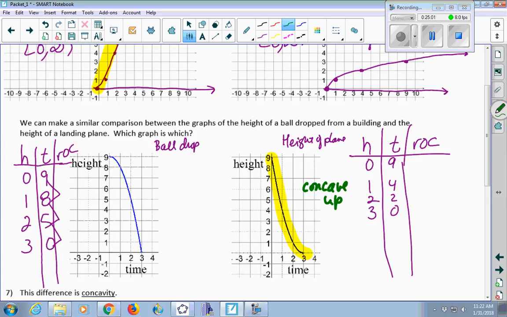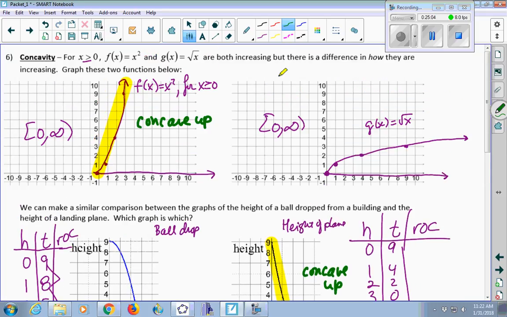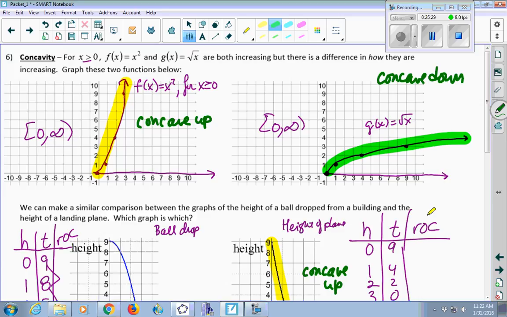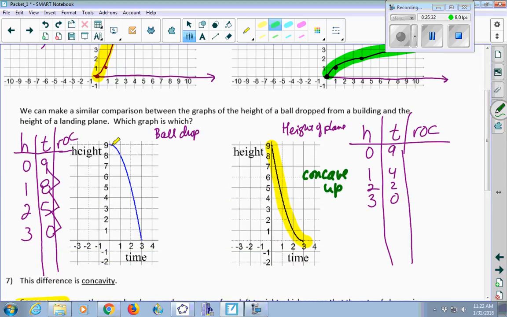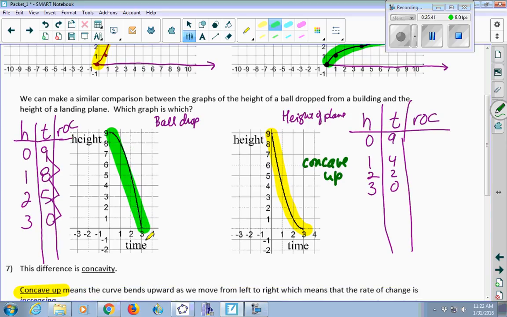Which leaves the last two pictures as our concave down pictures. Let's pick a different color. This is bending downward. It's increasing the whole time, but it's bending downward. So this is concave down. And this one is also concave down. And the rates of change for concave down graphs are always decreasing.